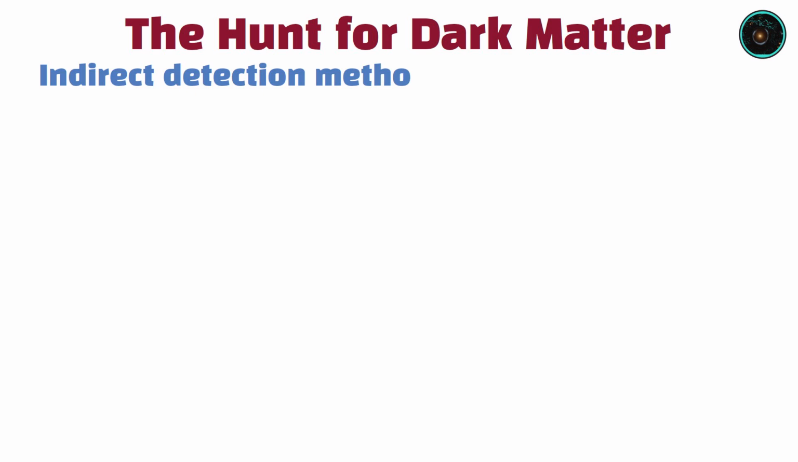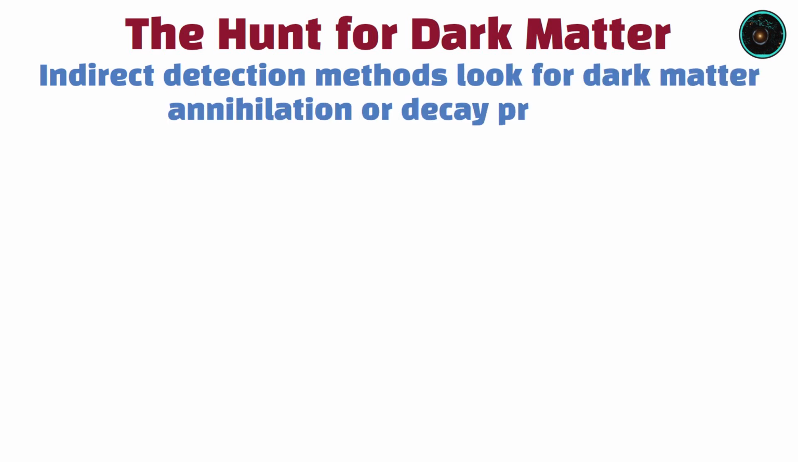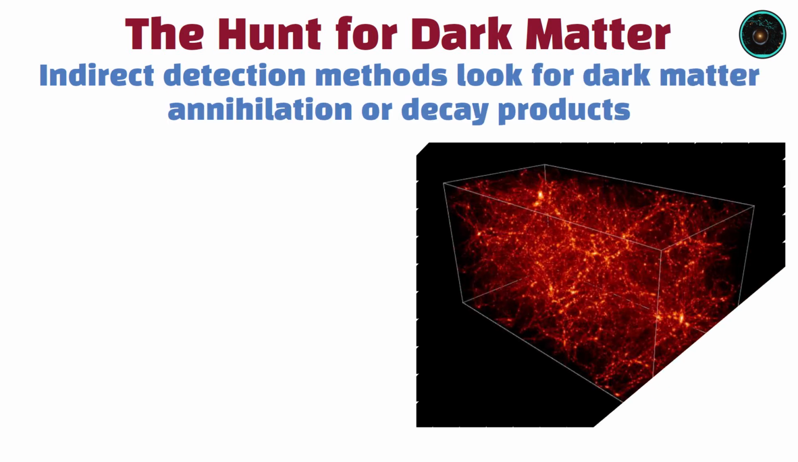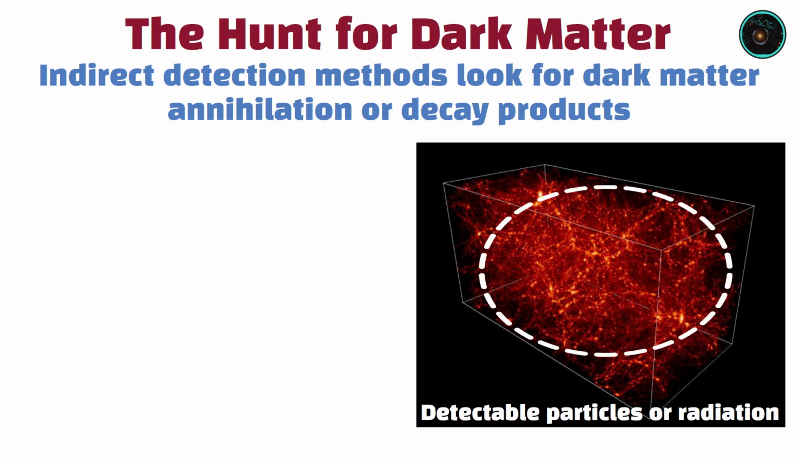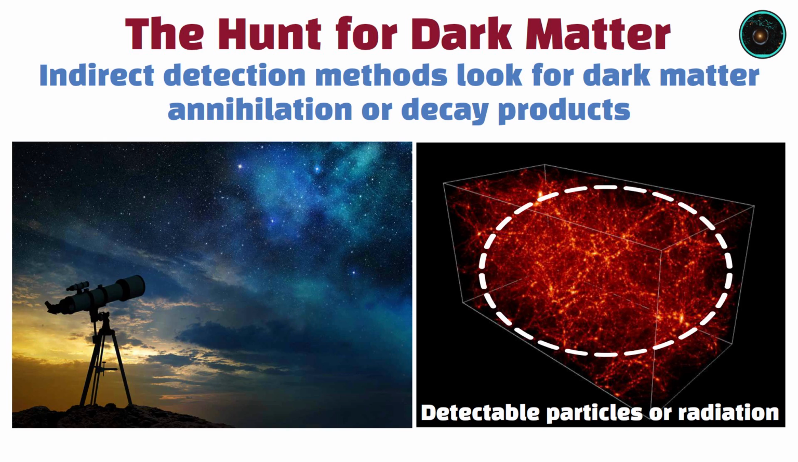Indirect detection methods look for dark matter annihilation or decay products. When dark matter particles collide, they might produce detectable particles or radiation. Telescopes scan the skies for these signatures from regions with high dark matter density.